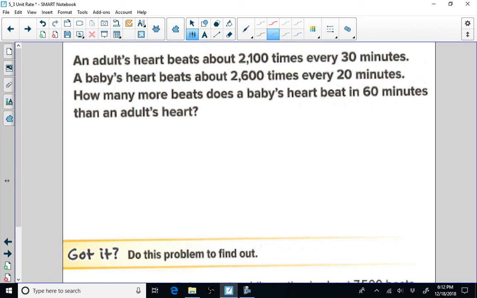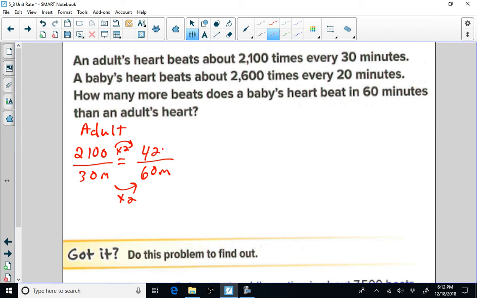Let's use equivalent ratios for this problem. So if I have the adult heart, 2,100 beats in 30 minutes, I want to know how many it beats in 60 minutes. This is times 2. To make an equivalent ratio, we'd multiply by 2. That's 4,200 beats in 60 minutes for the adult.